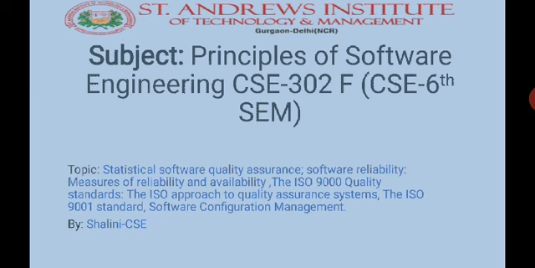The topics discussed here are statistical software quality assurance, software reliability, measures of reliability and availability, the ISO 9000 quality standards, the 9001 standard, and software configuration management. Now all these standards and the SQA are very theoretical, and all these 9000 terms you would have to mug up, right? So we start the topic.